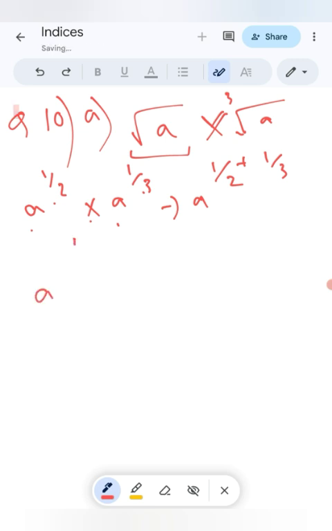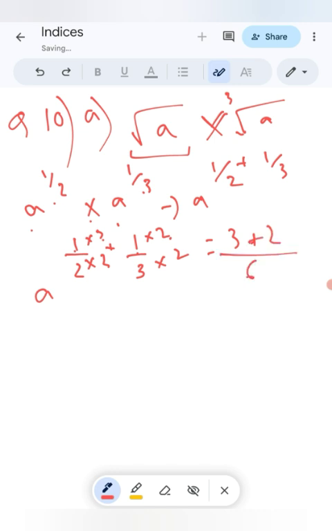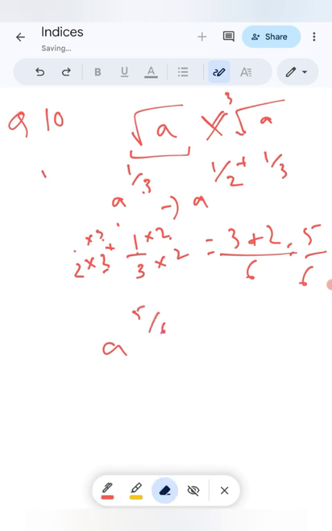So a 1 upon 2 plus 1 upon 3, taking out the LCM, 2 into 3 and 3 into 2 in the numerator as well. So 1 into 3 makes a 3, 1 into 2 makes a 2, and 3 twos is your 6 in the denominator. So it becomes 5 upon 6. So my final answer is going to be a raised to the power 5 upon 6. Now starting off with my B part.